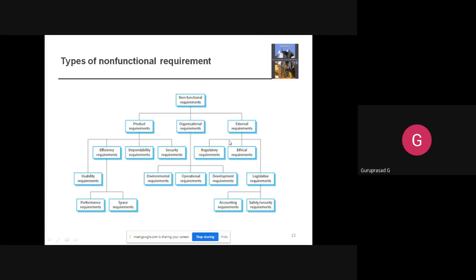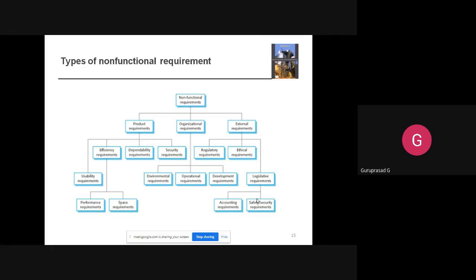The third category is external requirements. These are requirements which are derived from factors external to the system: regulatory requirement, ethical requirement, legislative requirement, accounting requirement, safety requirement. See, this is the complete classification of the non-functional requirement. I hope you got the point.